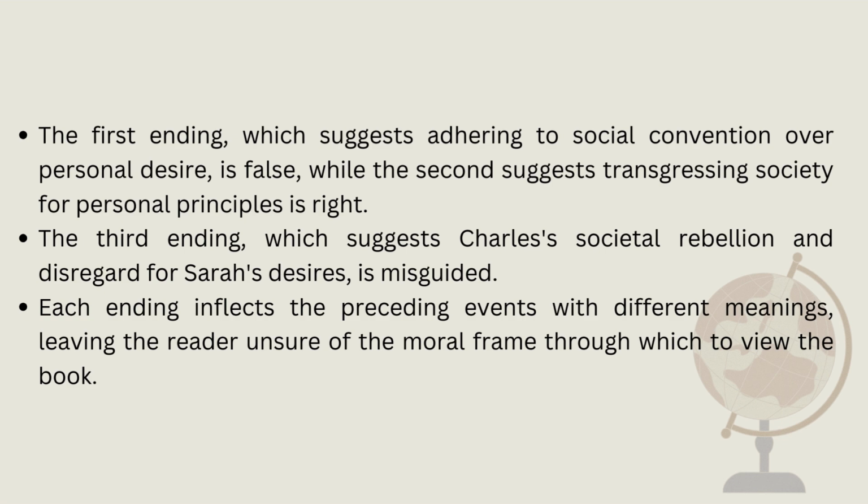The second, but what happens? Fowles says that this is just his imagination. This is just Charles's imagination. It's not the true ending. In the second ending, Charles ends up with Sarah and their daughter. So it suggests that if you go against the rules of the society and favor one's own principles or one's own desires, then that is right, and eventually you will be rewarded for it.